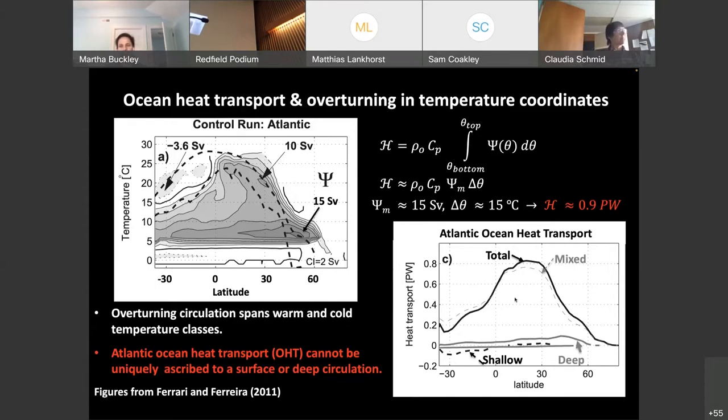And so what this figure shows, as we can see by looking at the overturning in temperature coordinates, is the ocean heat transport. The total ocean heat transport in the Atlantic is shown by the black line, and basically all of this can be attributed to what they denote as the mixed circulation, a circulation that spans both warm thermocline waters and cold mid-depth waters. The contributions of just shallow and deep circulations to the ocean heat transport are basically negligible, and those are shown down here.